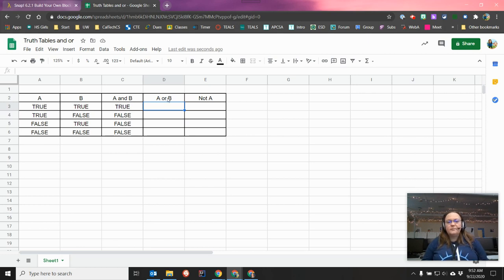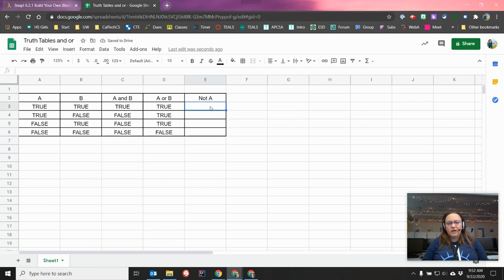An or means that one part or the other is true. So when it says A is true, it's not even going to check and see if B is true because it knows, oh well, the first one's true, we're good to go. If A is false, then it does have to check B. B here is true, so this comes out to be true. A or B, the first one is false, the second one is false. Nope. They're not one or the other.